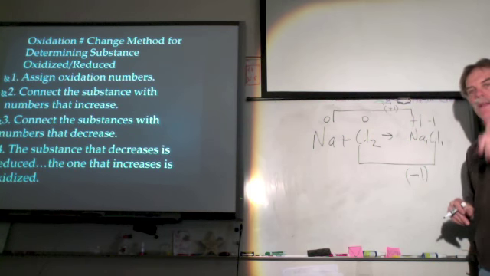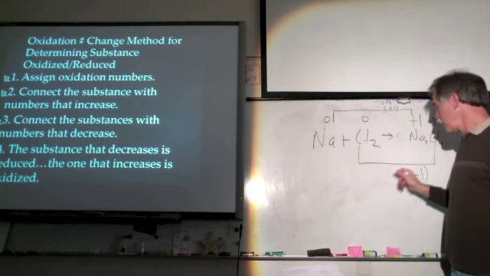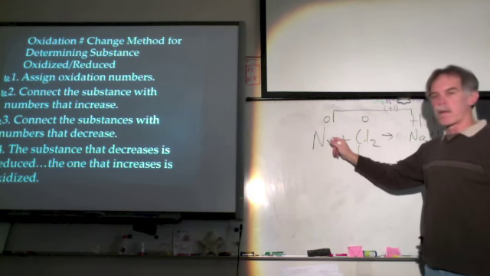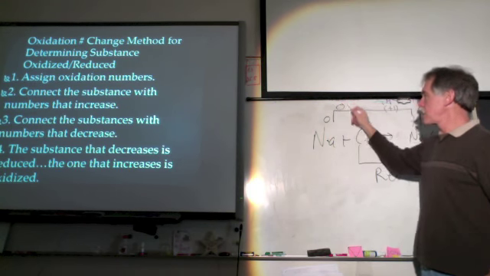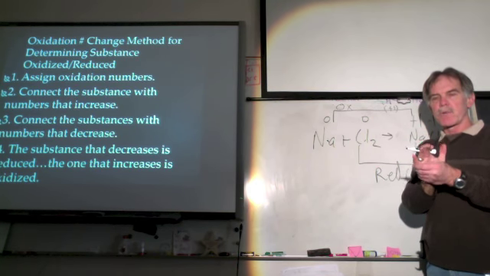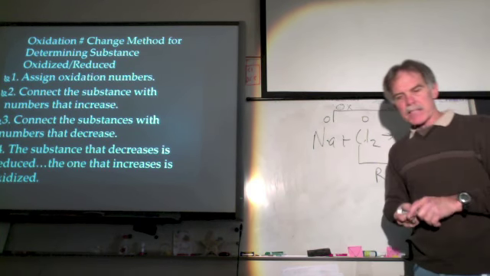The one that's reduced is reduced. It's that easy. Chlorine went down, it's reduced. Sodium went up, it's oxidized. Remember, it went up because minus a minus is plus. So when you lose electrons, you're going to have a positive change. That would be the oxidation number change method.